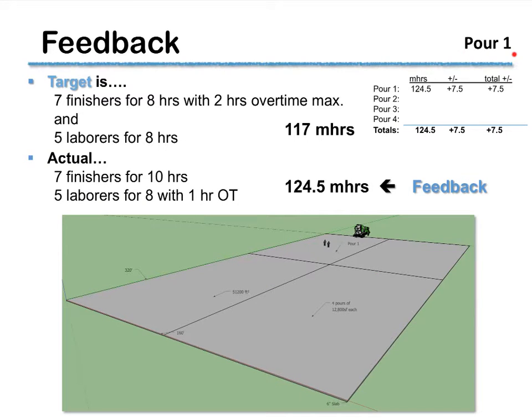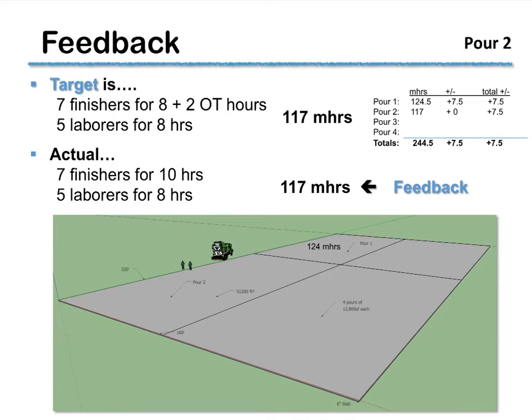Okay, what actually happened on pour number 1 was we had 7 finishers for 10 hours, which was the budget, but we had 5 laborers for 8 hours with 1 hour of overtime, which caused a man hours of 124.5. And remember, our budget was 117, which caused us to be over by 7.5 man hours.